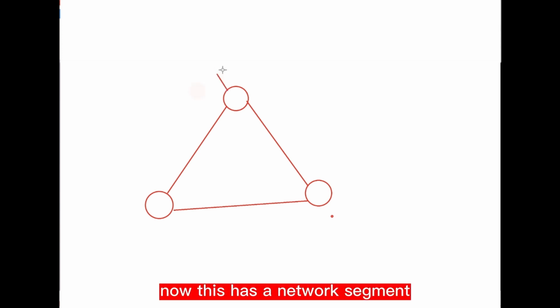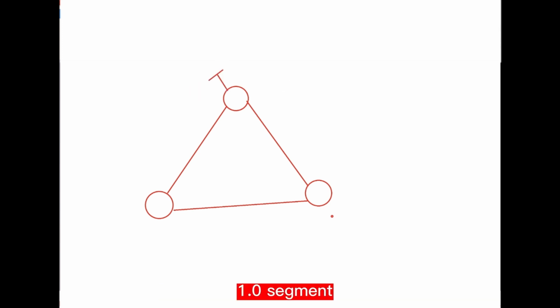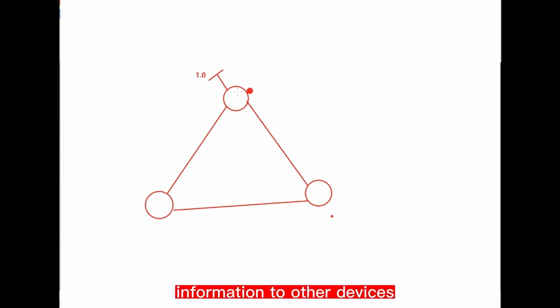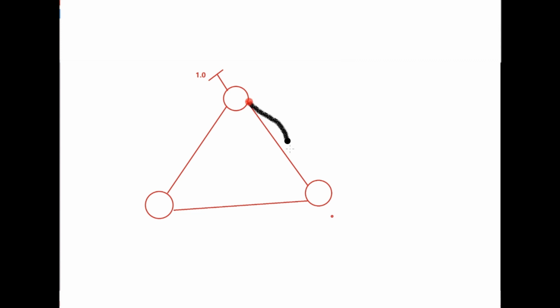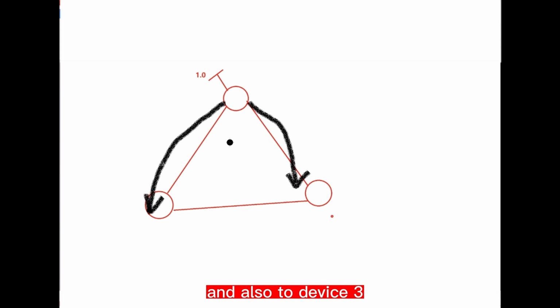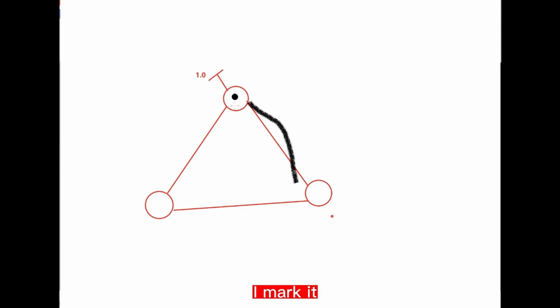Now this has a network segment, 1.0 segment. Now device 1 wants to pass this network segment information to other devices. Suppose it passes to device 2 and also to device 3. I mark it: this is device 1, this is device 2, this is device 3.